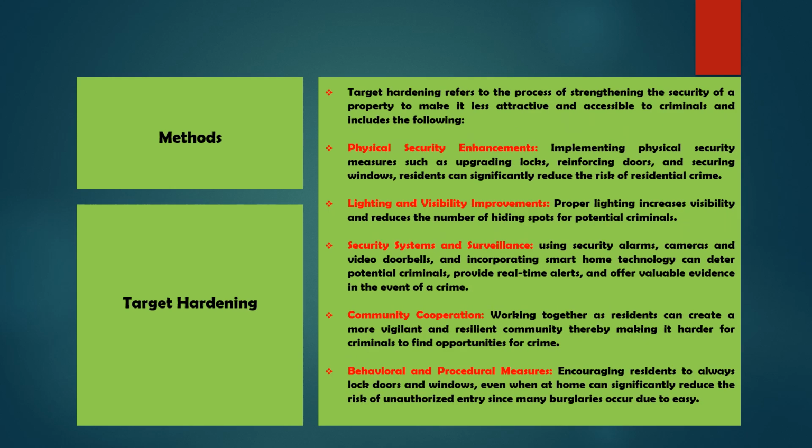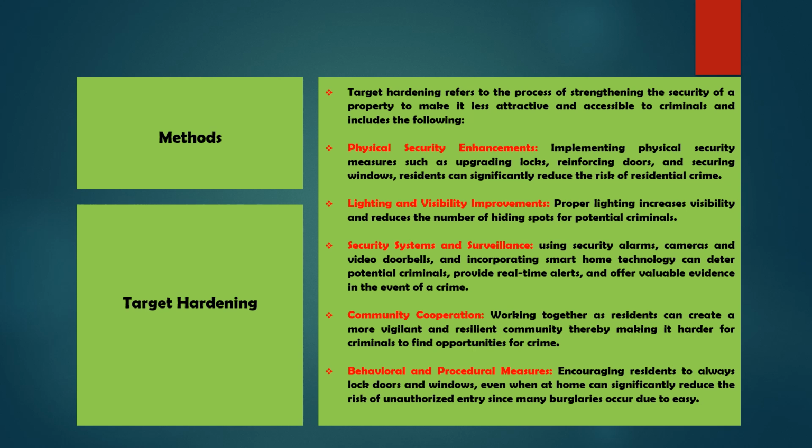We now want to look at the various methods that have been used to prevent criminal activities in the community and in the neighborhood. The first one, we call it target hardening. Now, target hardening is basically a method that is used by individuals.